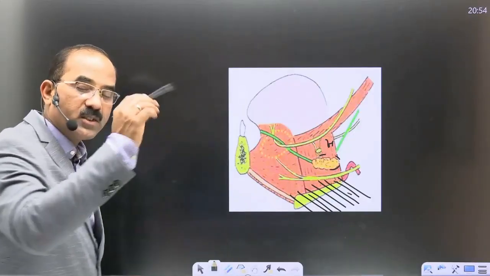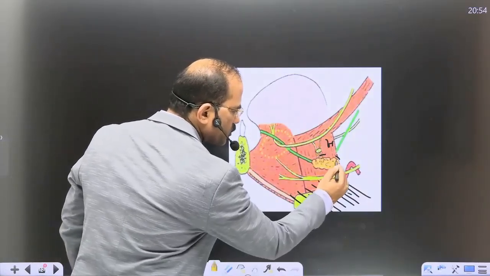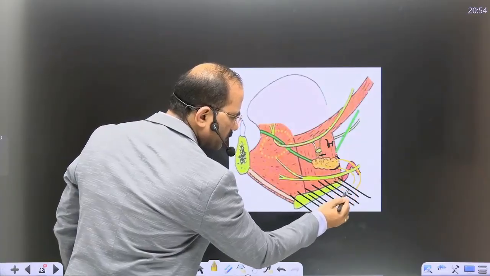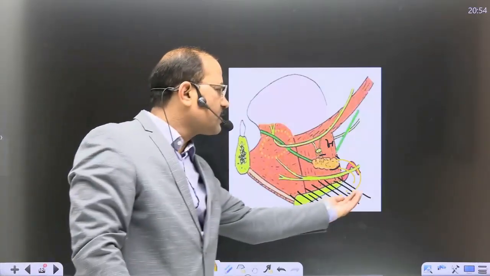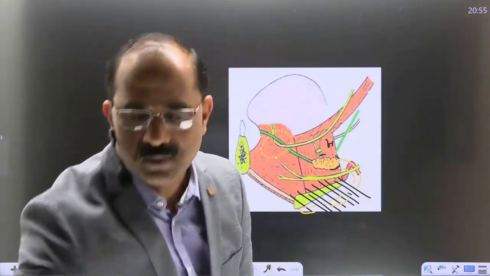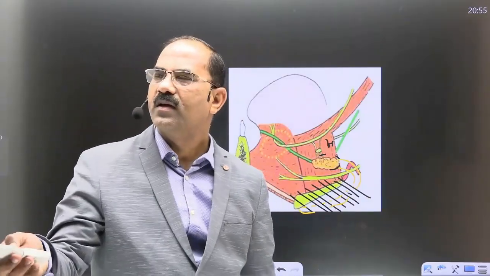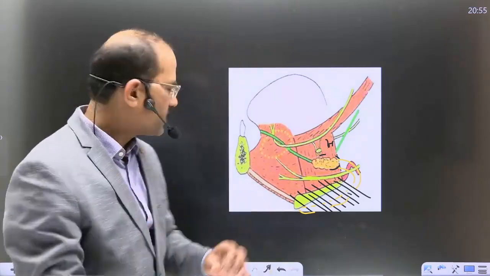That's the deep part of the submandibular gland. So the superficial part would be here, below the mylohyoid. Below the mylohyoid, it turns around the posterior border and comes inside to lie deep to the mylohyoid. Are you following this, students? Clear? Okay, so that's about the submandibular salivary gland.